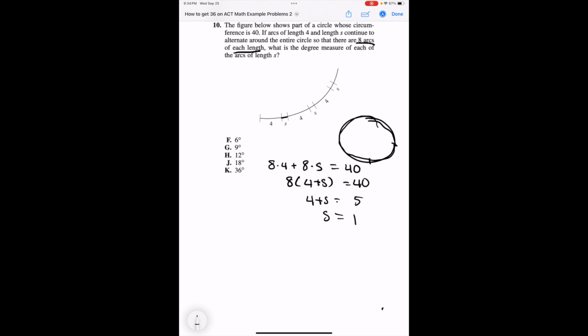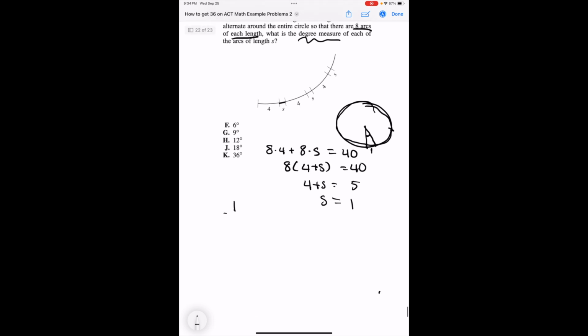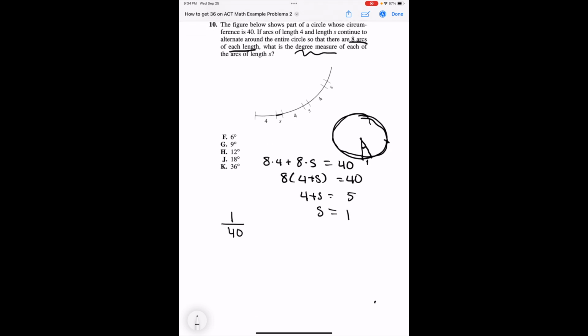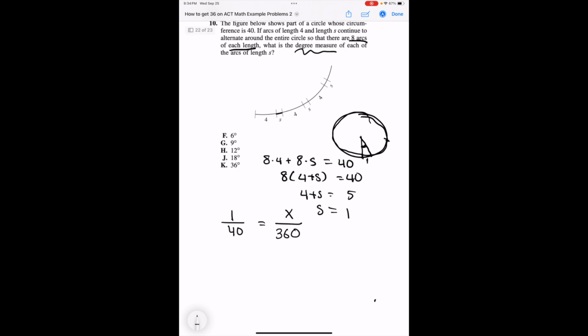But it is asking you what the degree measure of each of the arcs is. So basically, from the center, it is asking you what this degree is if this is 1 on the outside. Well, we know that in proportion it is 1 over 40, because it is 1 out of the 40 of the entire circle. But what exactly is this degree right here? Well, we know this is proportional to if the whole circle is 360 degrees, then what is the degree of this part right here that corresponds to the 1?